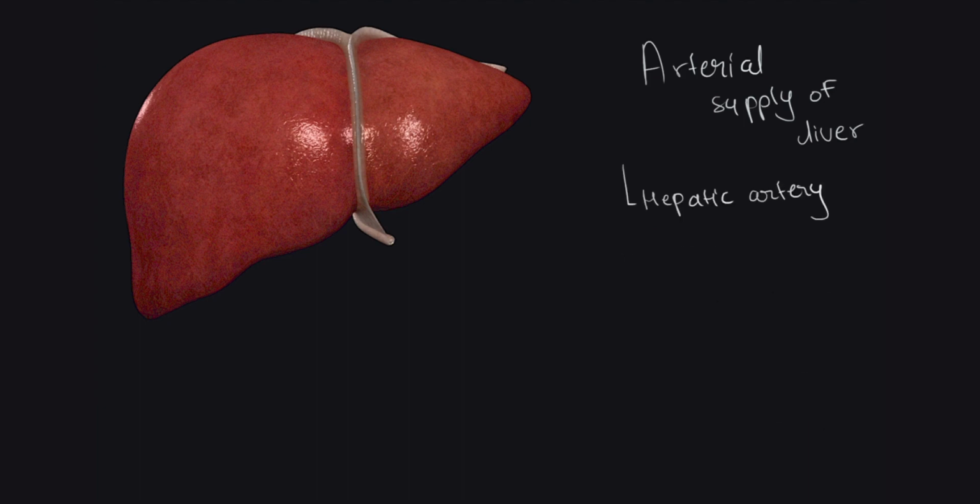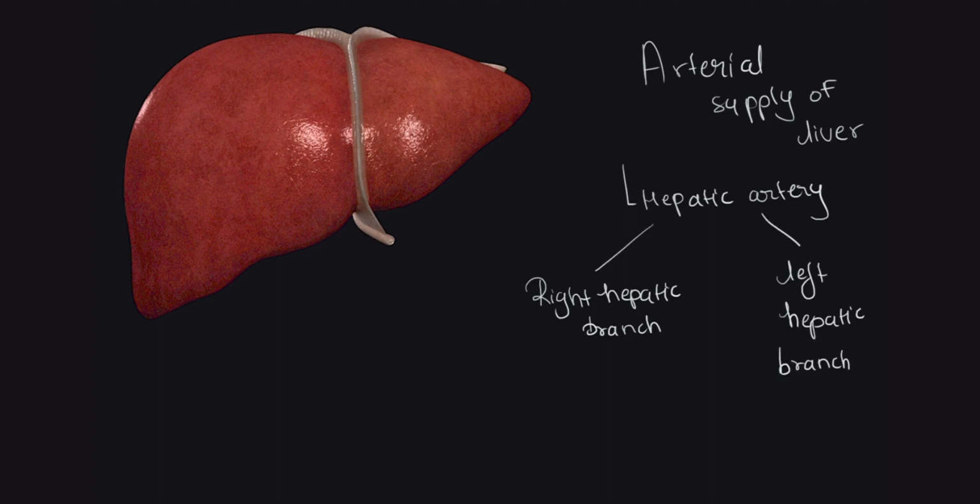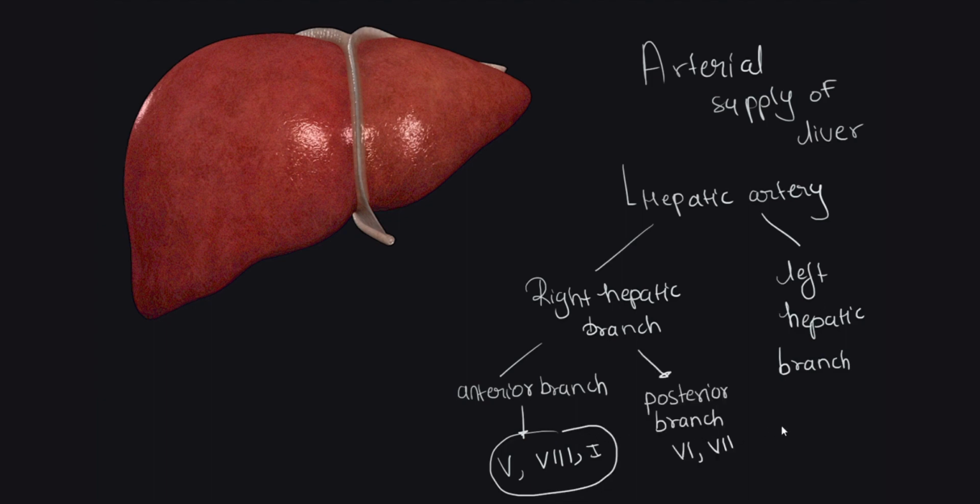So the hepatic artery is divided further into the right branch and the left branch. The right branch is then further divided into an anterior branch and a posterior branch. The anterior branch supplies segments 5, 8, and 1 naturally, and the posterior branch supplies segments 6 and 7 respectively. So let us take a look at all of this structure on the atlas so that we can visualize how this entire supply takes place.